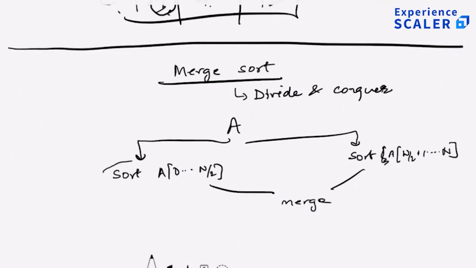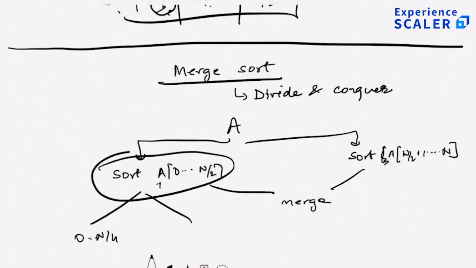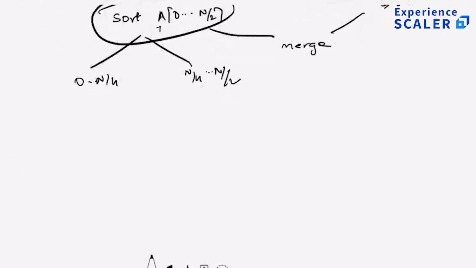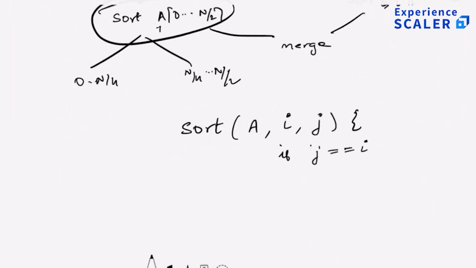That can become my approach. And how do you sort the first half? This can happen in the same way, where you again divide into two parts, 0 to n/4 and then n/4 to n/2, and then you merge, and so on. If I have to write code for this, it becomes fairly simple. Let's say the question was, how do you sort array A from index i to index j? If the size of the array is already 1, which means j is equal to i, then your array is already sorted, so you can directly return.